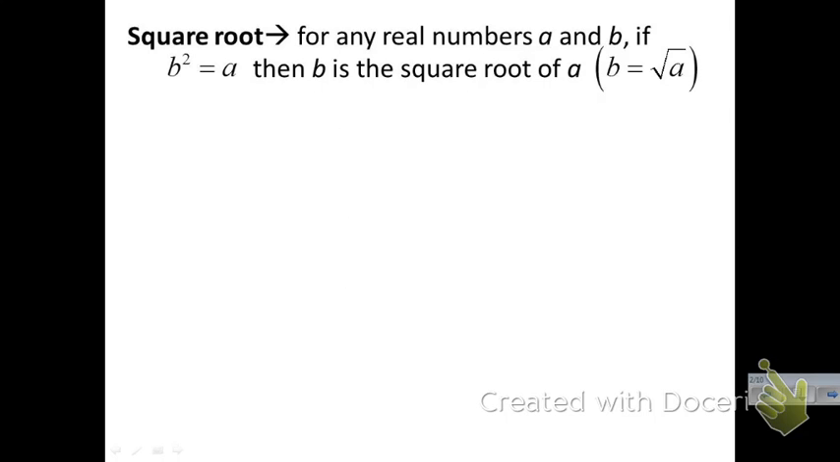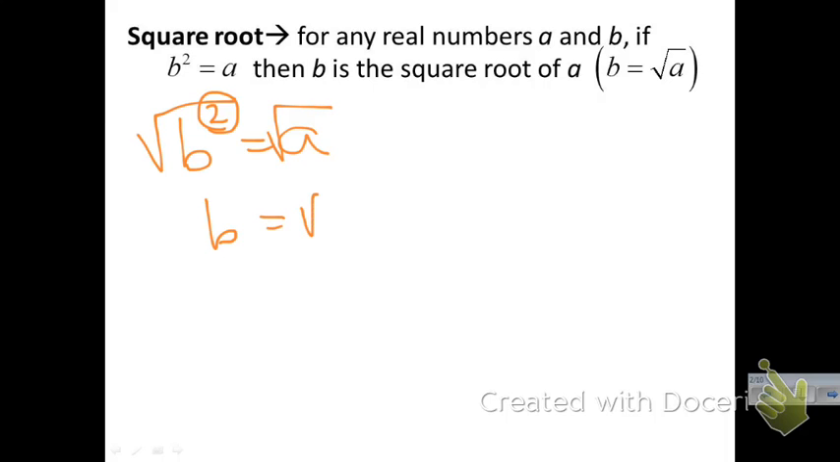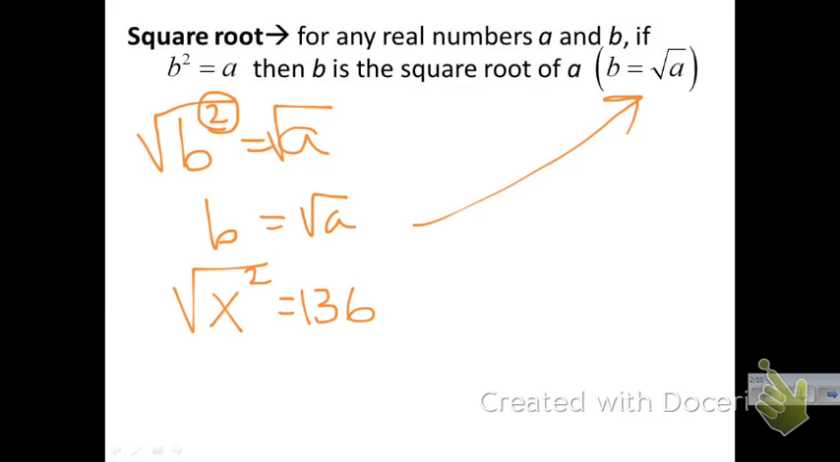So a square root: for any real numbers a and b, if b squared equals a, then b is the square root of a. So we talked about if b squared equals a, then to solve for b, we do the opposite of squaring, which is a square root. So b equals the square root of a. And that's where that comes from. We did some of these in our problems of the day where we said x squared equals 36. What is x? To find x, we take the square root.